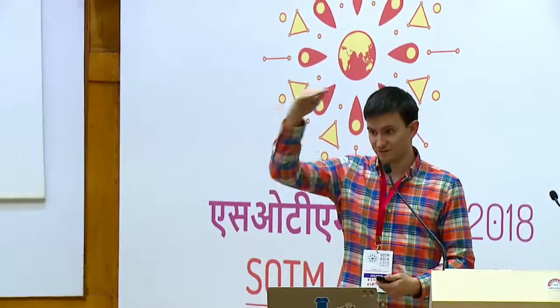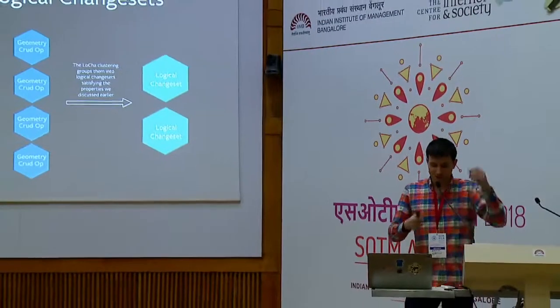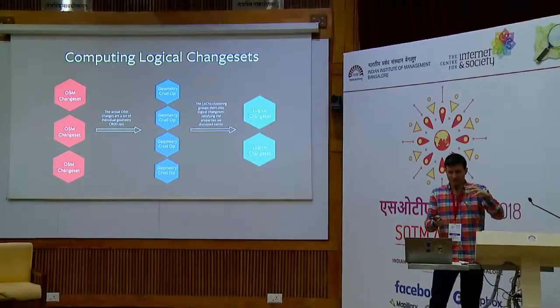So breaking this down computationally, what you start out with is a bunch of OSM change sets. An OSM change set is when a mapper goes in and changes a bunch of things: this feature changed to this, this node changed to this. That's considered a single OSM change set. It's a single session. You can break all of those down into their constituent CRUD ops, just literally a list of individual changes to features. And then you take all those individual CRUD ops and re-aggregate them into these logical change sets.